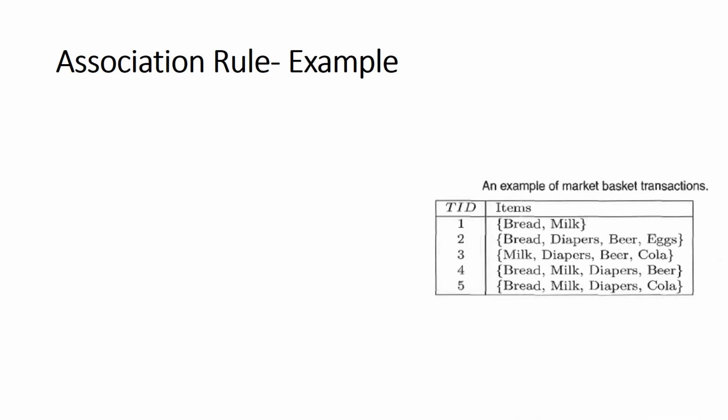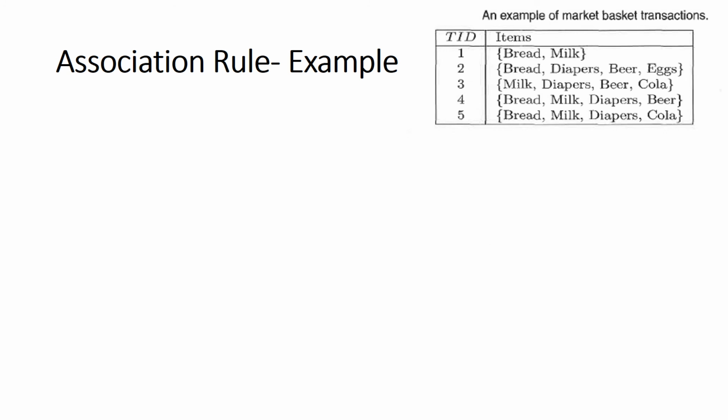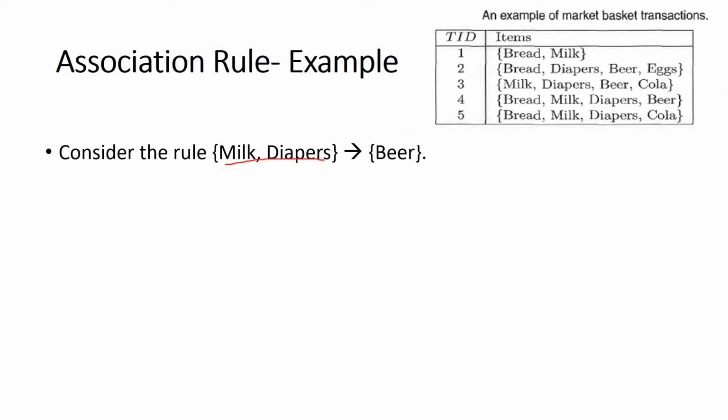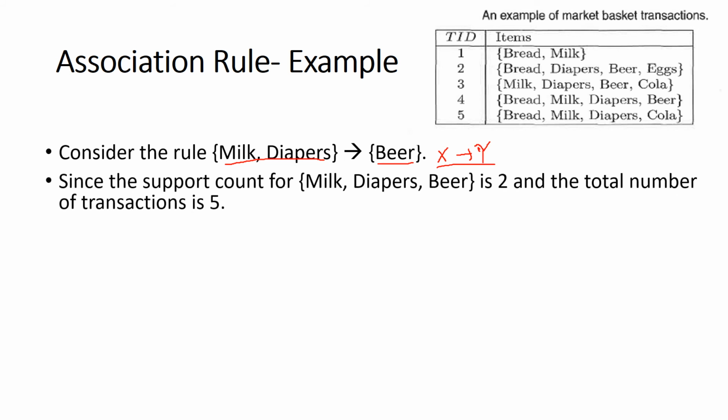So as an example, we take the same market basket transaction example which we have been discussing throughout the lecture. What we are going to do here is take the association rule milk, diaper to beer. Here milk, diaper is considered as the item set X and beer is considered as the item set Y. So we are going to calculate the strength of the association rule X to Y. To calculate the strength of the association rule, first we need to calculate the support of the association rule.